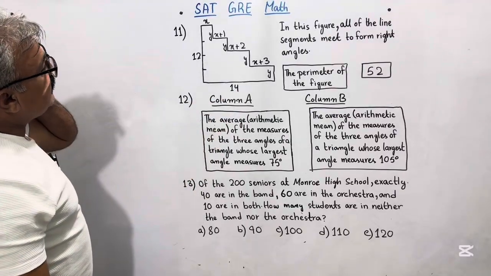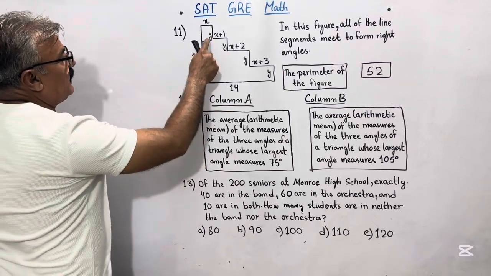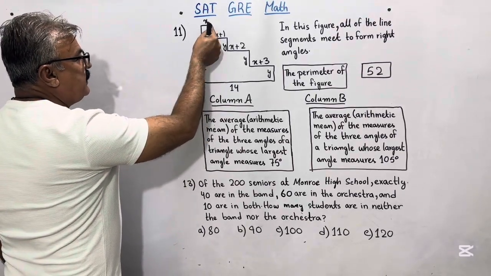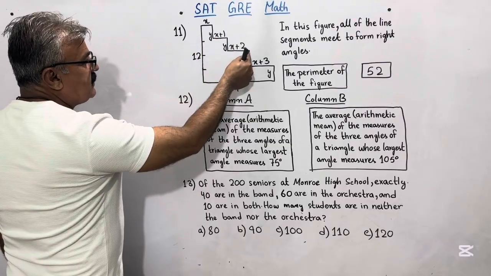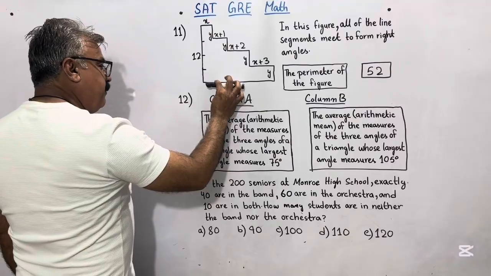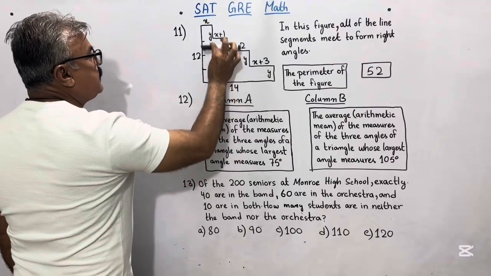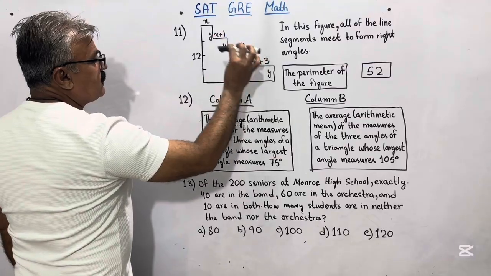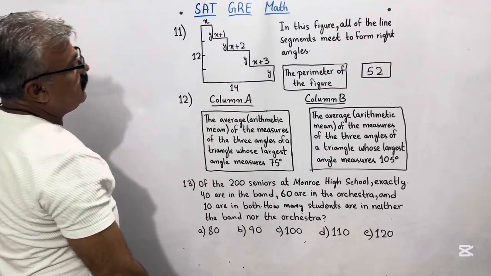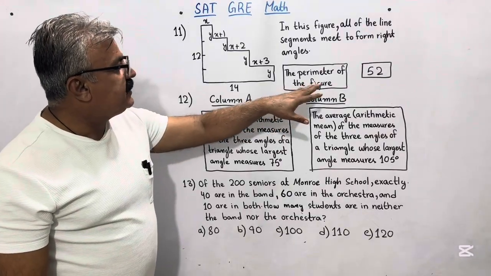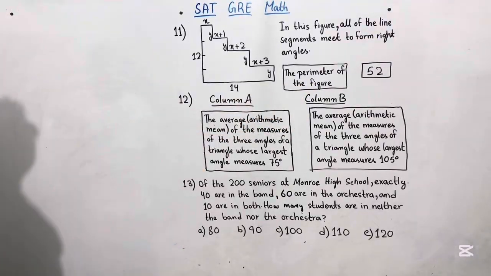Furthermore, there is a ladder type, stair type figure. This vertical line segment is Y. This is also Y, this is also Y, this is also Y. And parallel to the x-axis, parallel to horizontal, it's x, then x plus 1, then x plus 2, then x plus 3. We are asked to find its perimeter and its relation with 52.